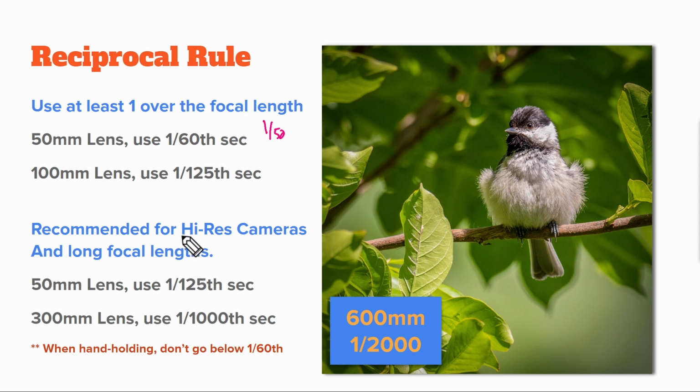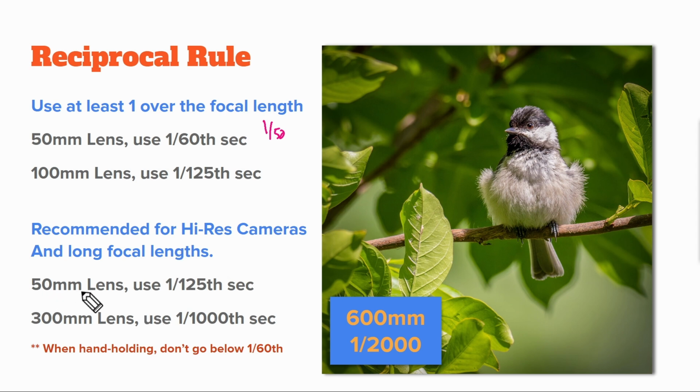I recommend you actually use faster shutter speeds than the standard reciprocal rule, because most of our cameras today are considered high resolution cameras. Even our crop sensor like Micro Four Thirds cameras are 20 megapixels. They have a very small pixel pitch, which technically makes them high resolution cameras as well. And also for long focal lengths, I wanted to show you a couple examples there.